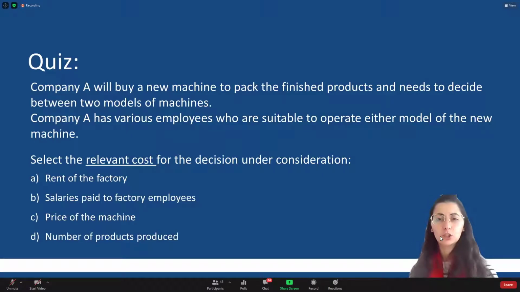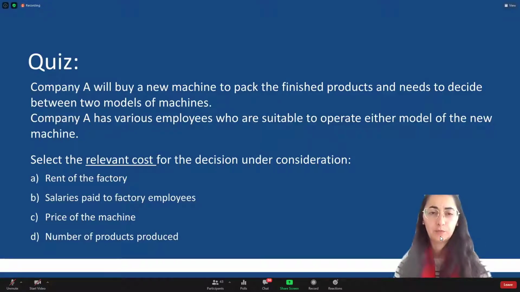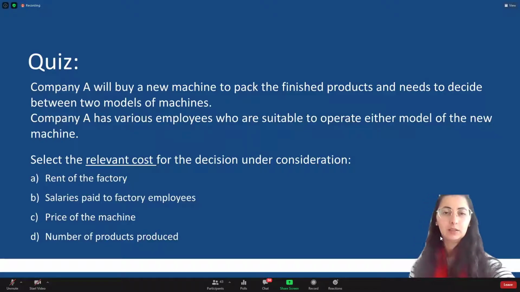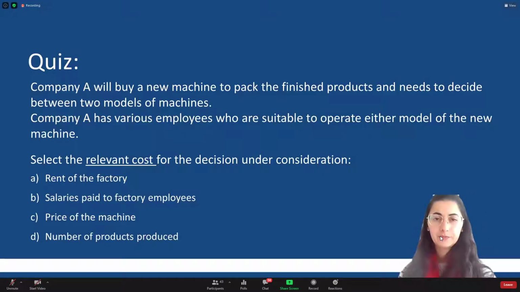Company A will buy a new machine to pack the finished products and needs to decide between two models of machines. Company A has various employees who are suitable to operate either model of the new machine. So first, before choosing the options, what is the decision under consideration? Who can say what the decision is? What do they have to decide about? Which machine to buy. Which machine to buy.